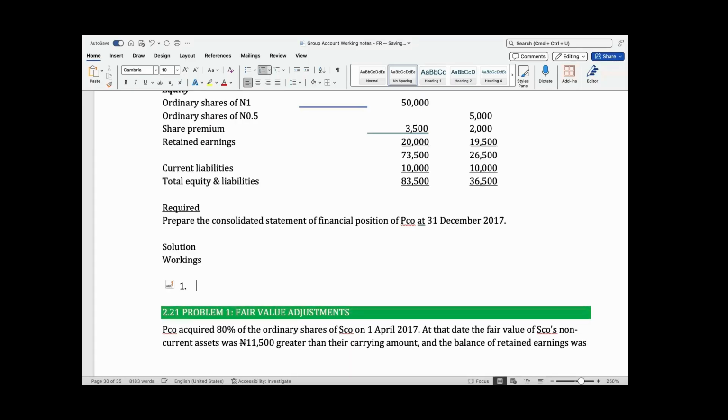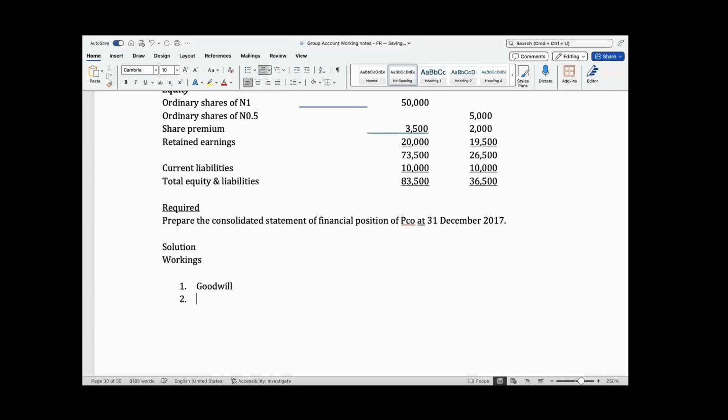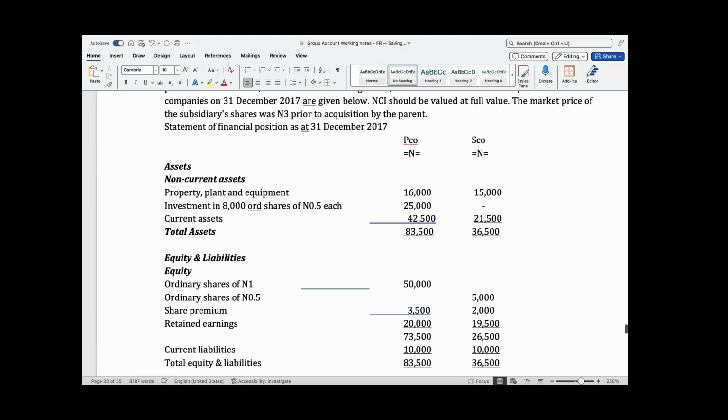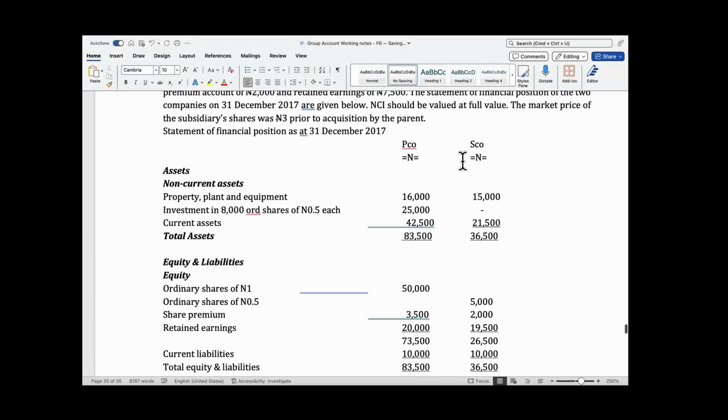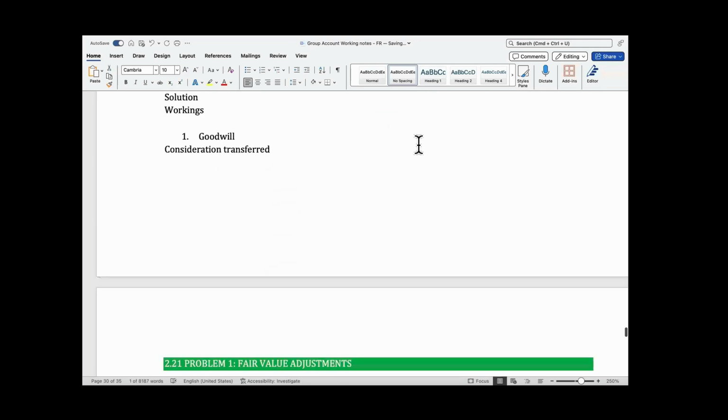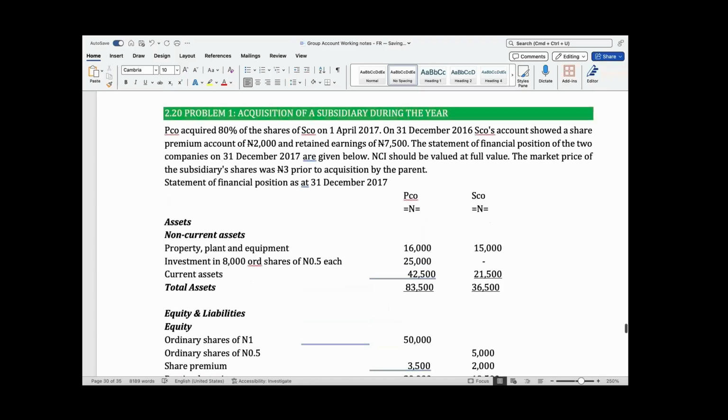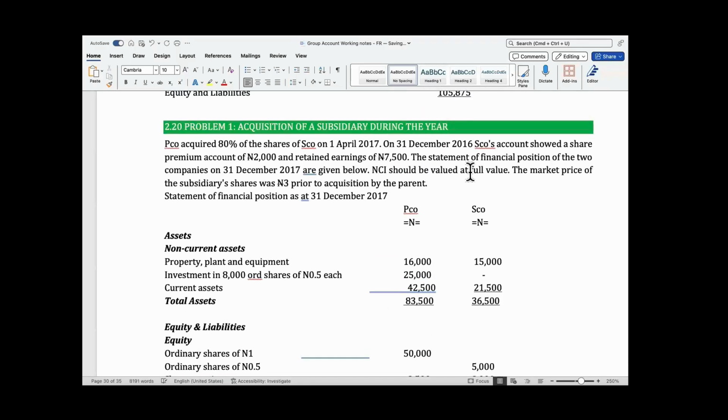So again, the major issue here is the cancellation thing. So what's the consideration transferred? The parent paid 25,000. What's the non-controlling interest? NCI is measured at full value, and NCI is 20%.